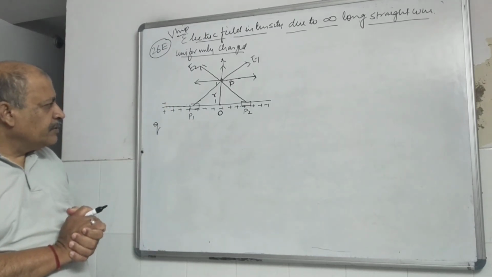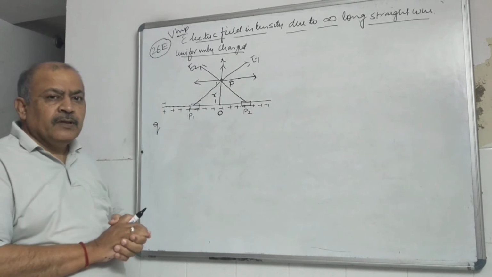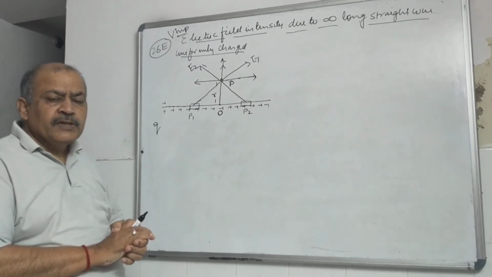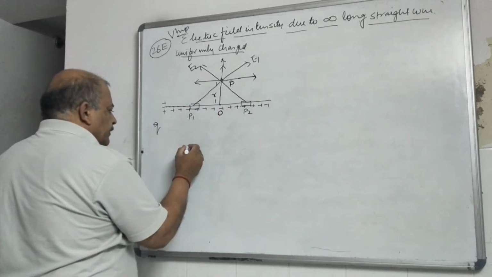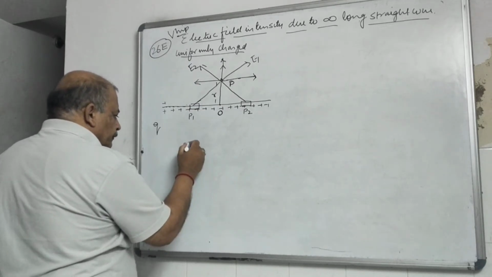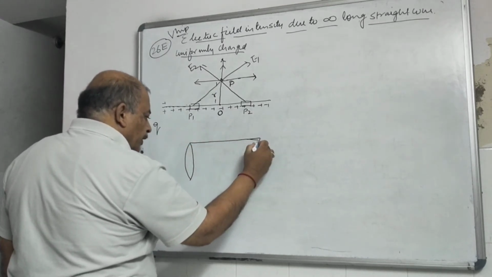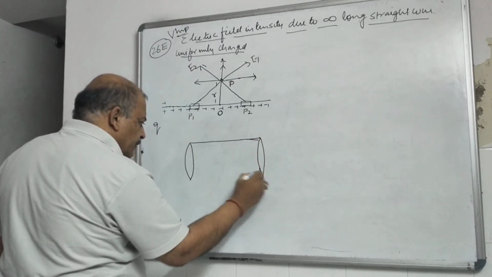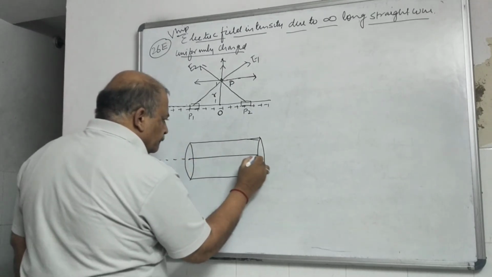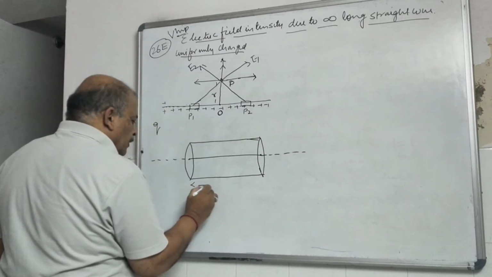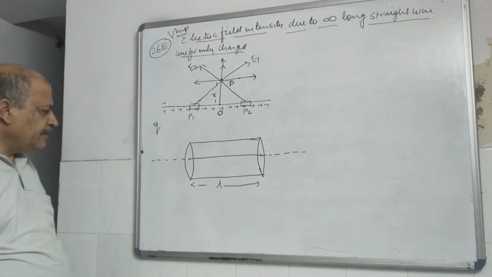Now, if we suppose a Gaussian surface around this point P, in the form of a cylindrical surface of length L, this cylindrical surface around the point which we are considering, out of this infinite wire, the Gaussian cylindrical surface we are considering of length L.